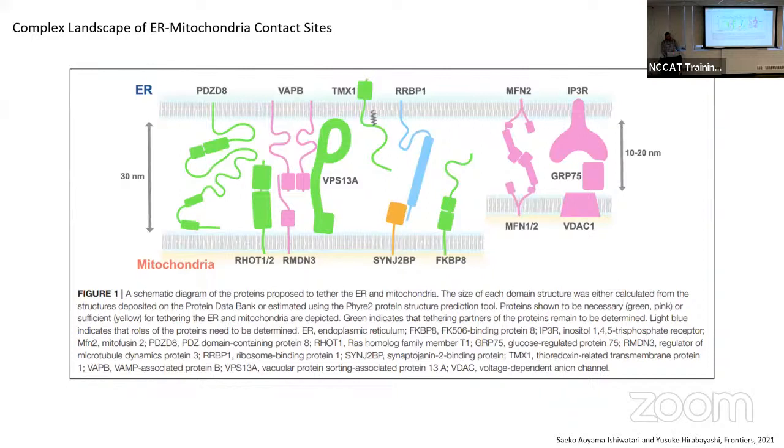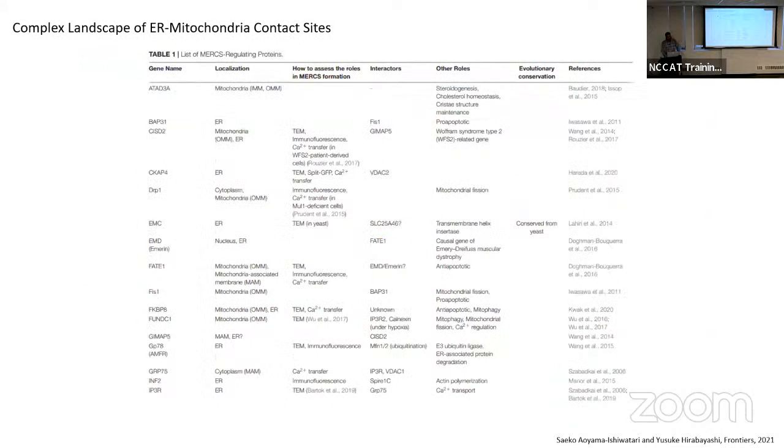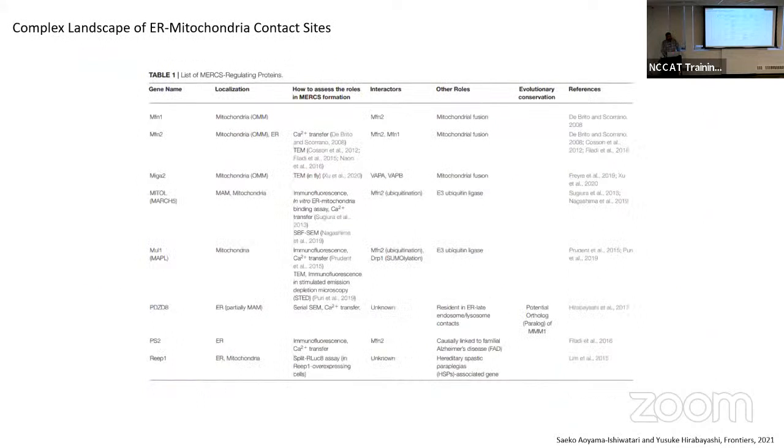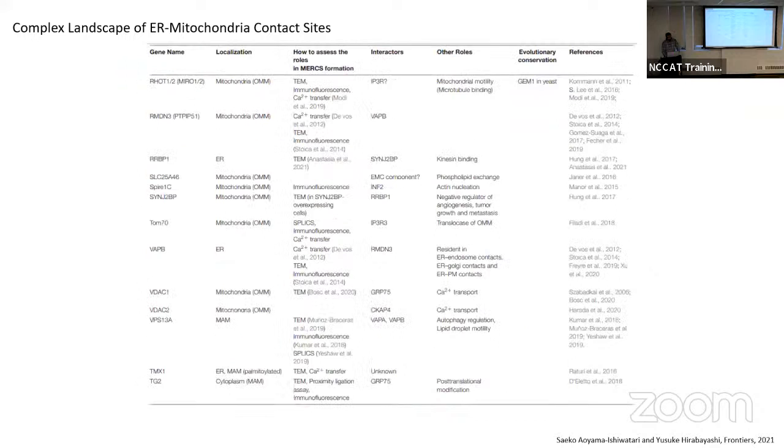Like I said, there are tethering complexes. The list is very long of all the candidate protein complexes that could be at these contact sites. And the list is probably longer and more complex. Here, you're only looking at an ER candidate and a mitochondria candidate that come together and form a tether. But the stoichiometries are not known, and you could have multiple of these proteins interacting at the same time.